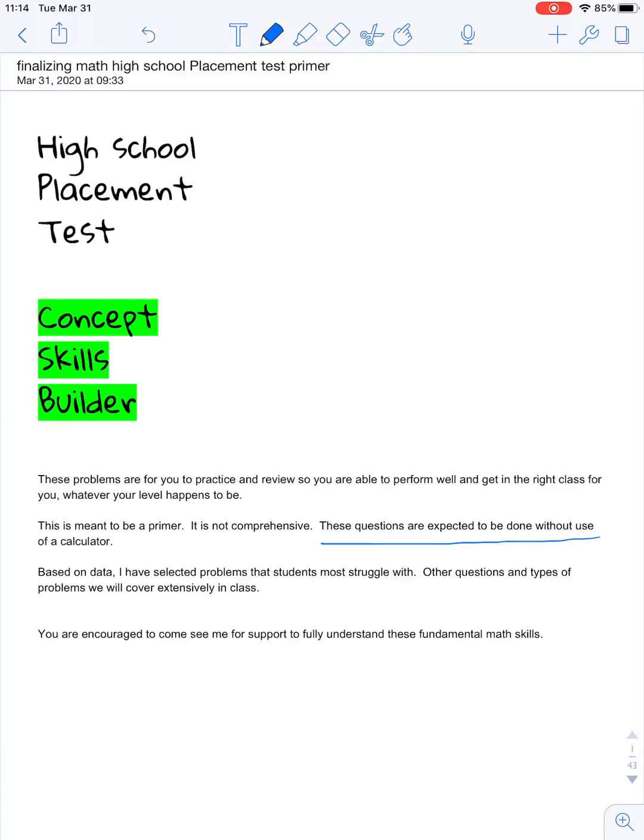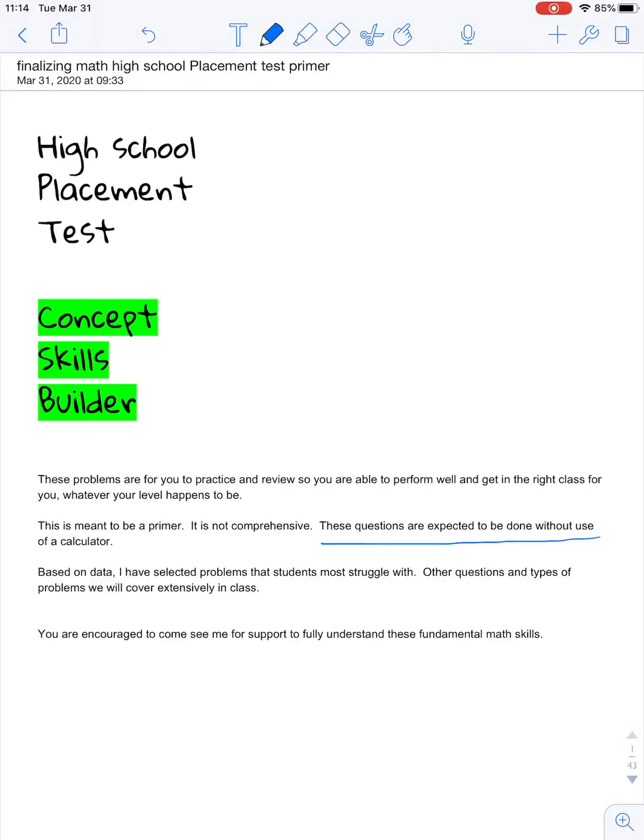We all want you to do really well on this high school placement test, but it doesn't count for your grade. So just do your best. We just want you to perform to the best of your abilities, and this review will not be comprehensive. It won't cover everything on the test, but hopefully it'll cover some important topics.